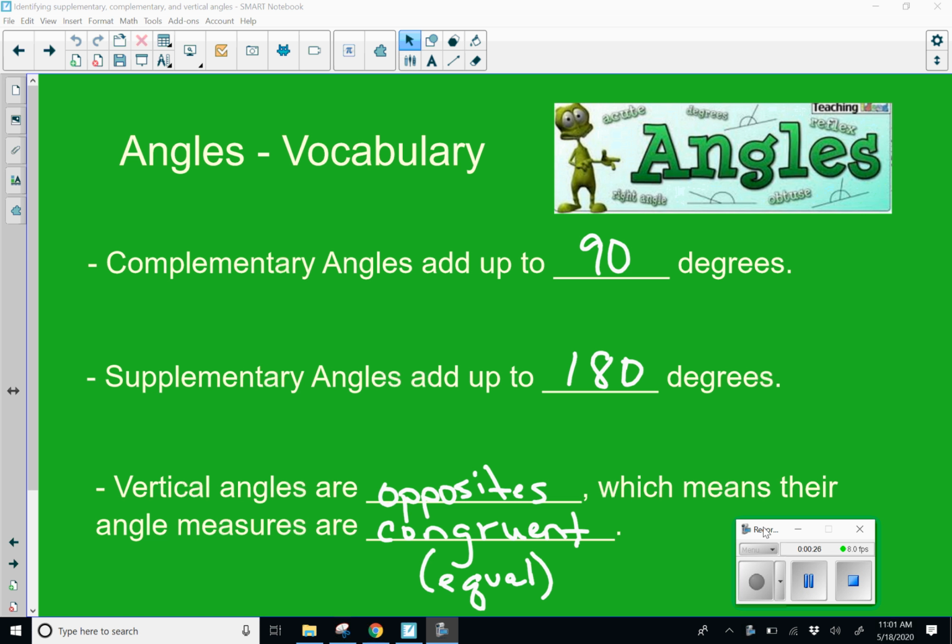And then we have vertical angles, which are opposites, and their angle measures will be congruent, which means that they are equal. Now, a trick that you can use to remember these is complementary starts with a C, and you can actually turn that C into a 9 for 90. And supplementary starts with an S, and you can actually turn that S into an 8 to remember that it's 180 degrees. That's just a little trick that you can use.